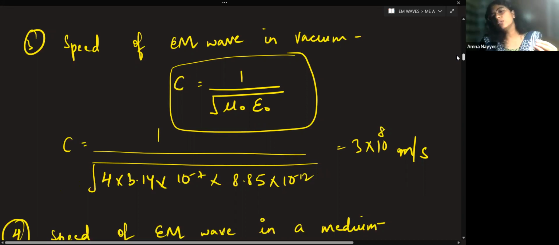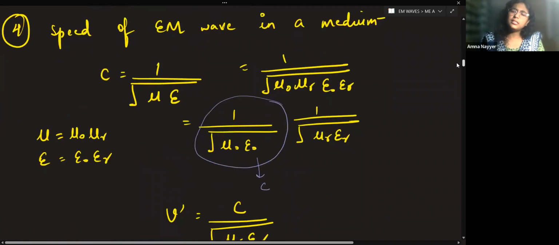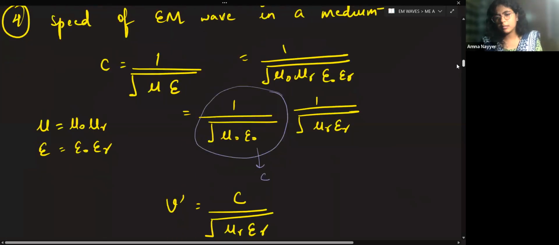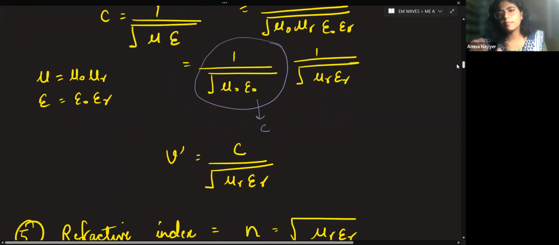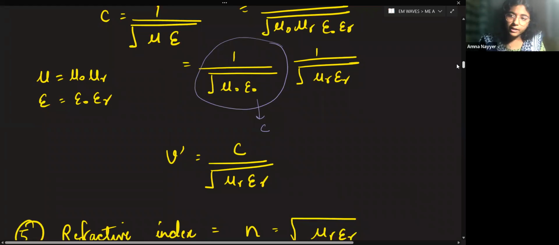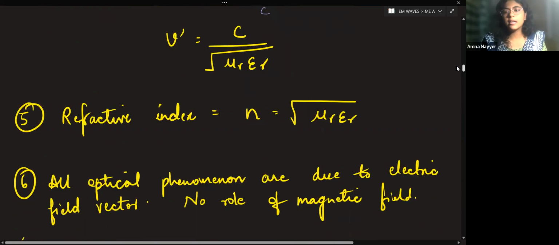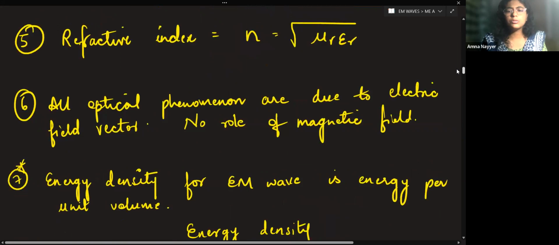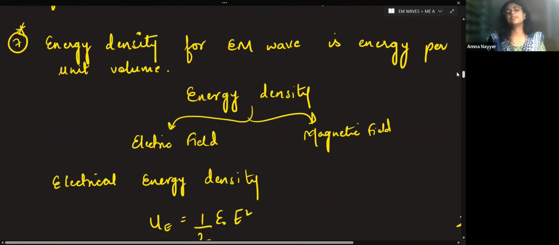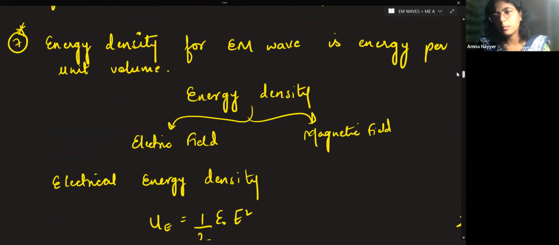So ultimately, when you solve this, you will be left with v equal to c divided by under root mu r epsilon r. This is rarely asked in the exam to calculate the values in another medium, but it is not a unique question. It can be asked, so there are chances that this question can be asked. Refractive index, we have done, is equal to under root mu r epsilon r. All optical phenomena are due to this. We'll study it in optics. The next chapter is ray optics, which we'll start with.